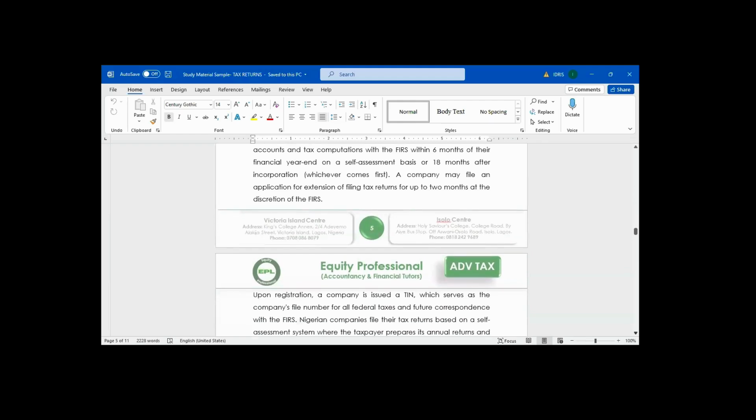Let me repeat for a new company. A new company, if they want to file their first company income tax return, they must file it within 18 months from the date of commencement of business, or 6 months after the end of the first accounting year, whichever comes first.